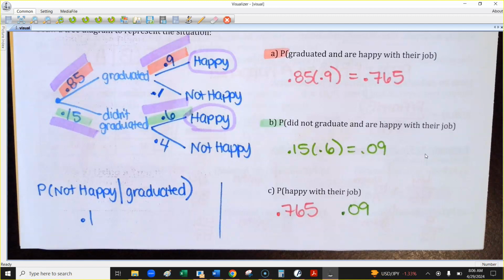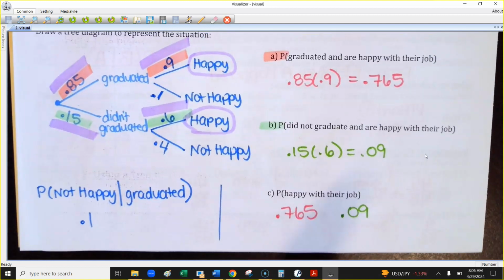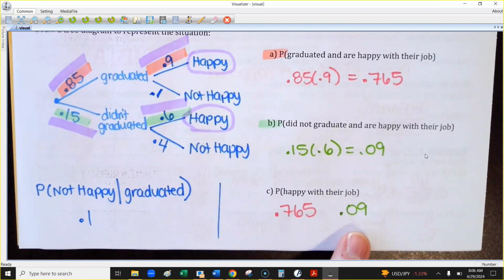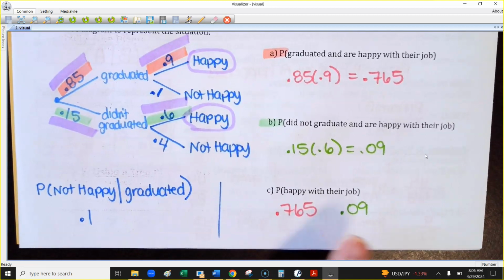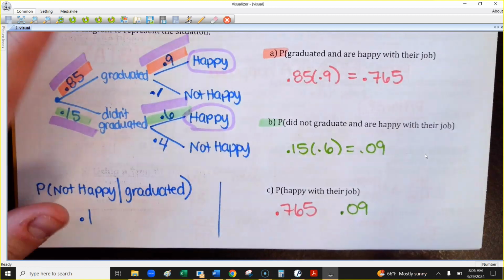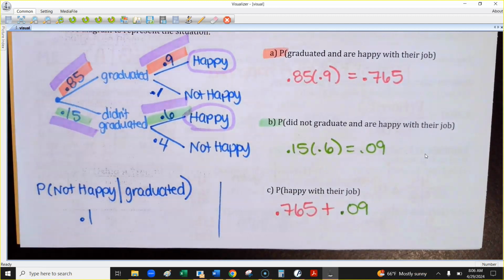These are the people that are happy with their job that graduated. These are the people that are happy with their job that didn't graduate. What would I do with these two numbers to calculate the probability that, in general, the person is happy with their job? Anybody know? You can either add them or multiply them. Does anyone want to guess? What do you think? You add them. Yeah. All right.